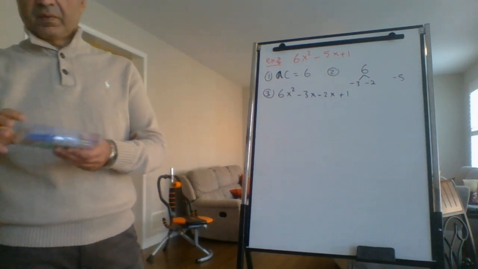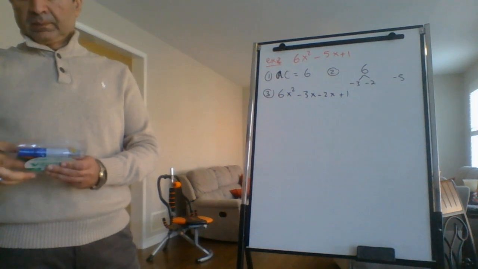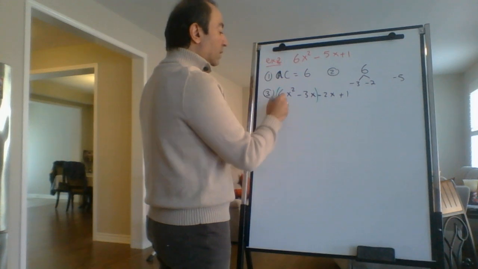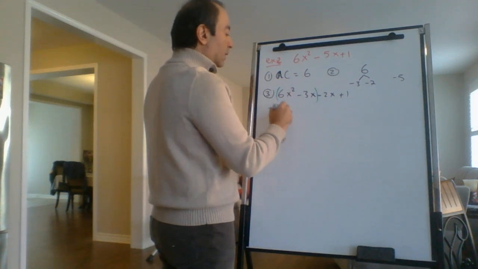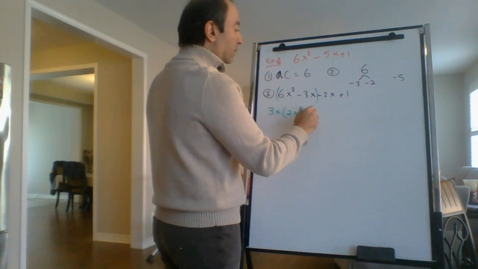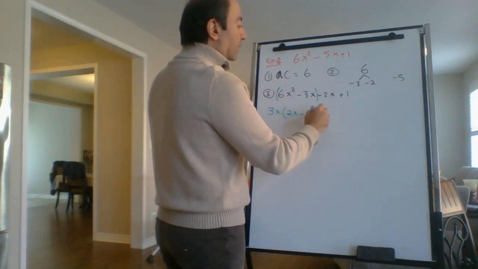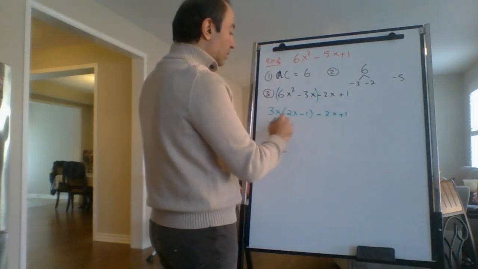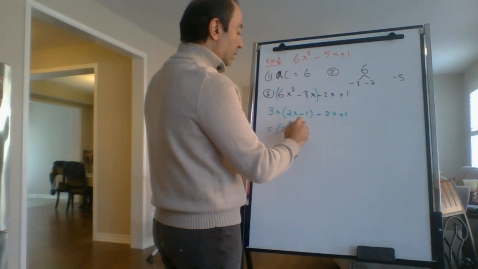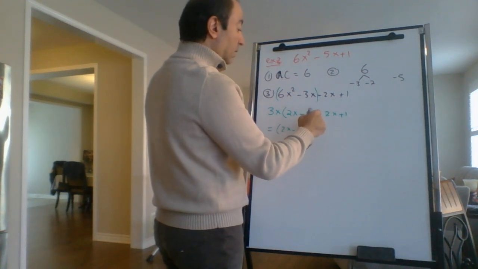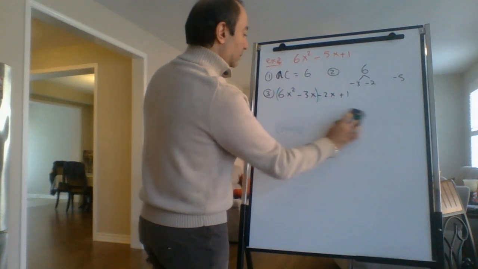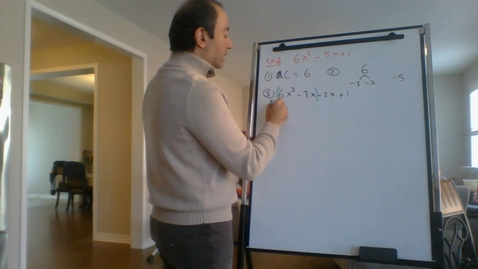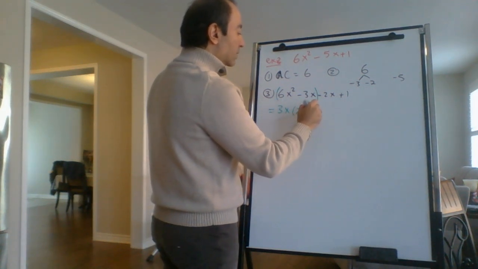So we're going to group the first two terms together, and see what's common. 3x is common. That will leave 2x minus 1. Here we have negative 2x plus 1. And from these two, when we have a negative number, so again, we factor 3x out, that will leave 2x minus 1.